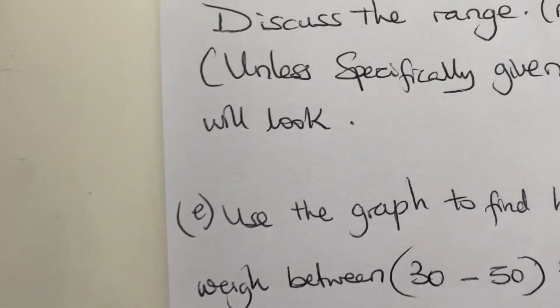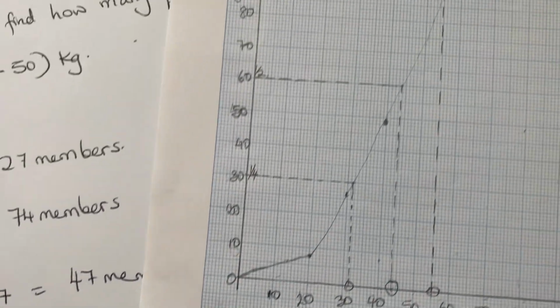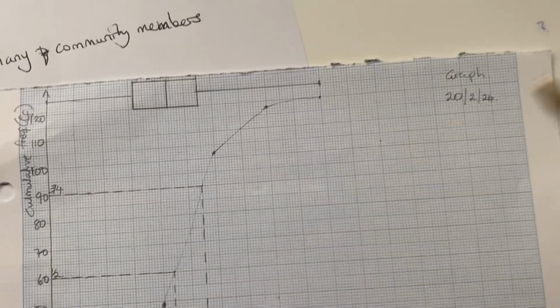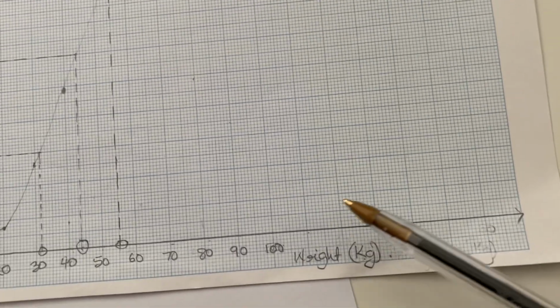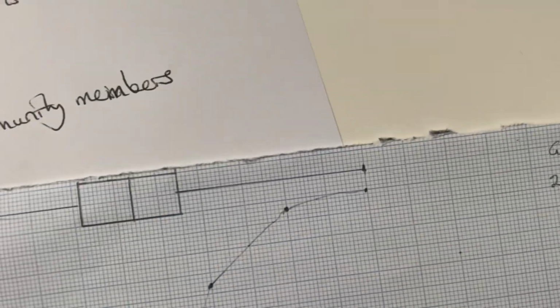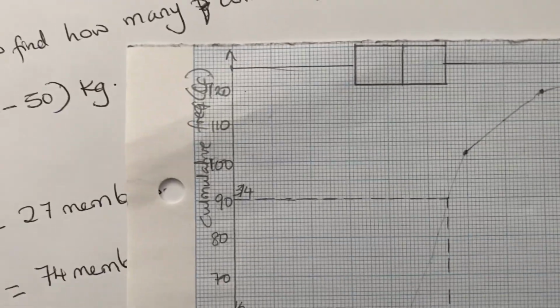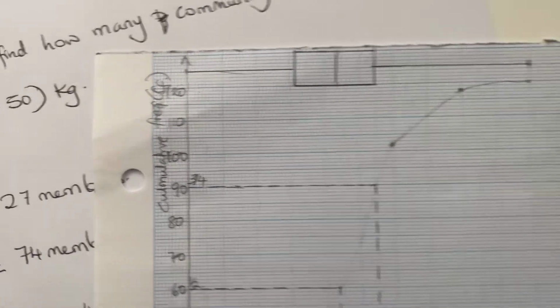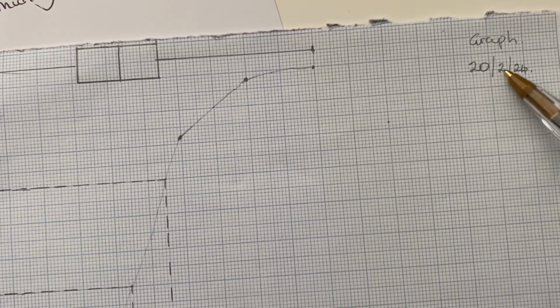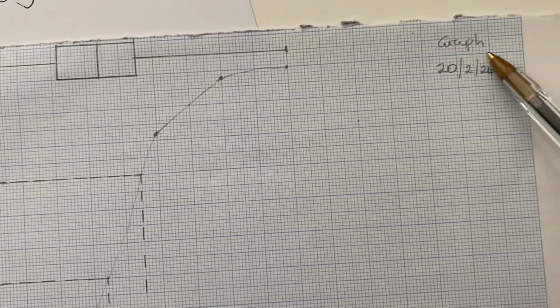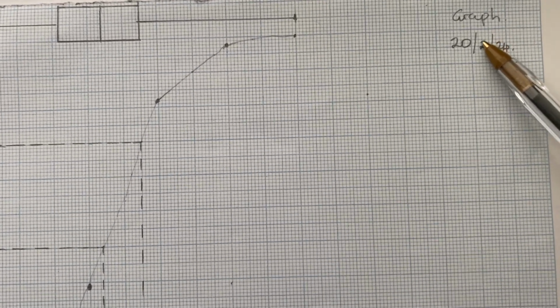So we've done a box plot now. So this is how a graph looks. That is our ogive, our cumulative frequency. That is my y-axis, my x-axis. That is my graph. I didn't have space to put the title, but I've said graph and then I've dated it, so that if I need to reference it, I can reference it for today.